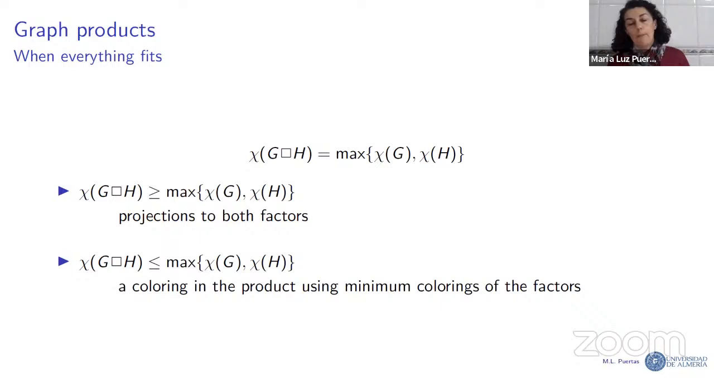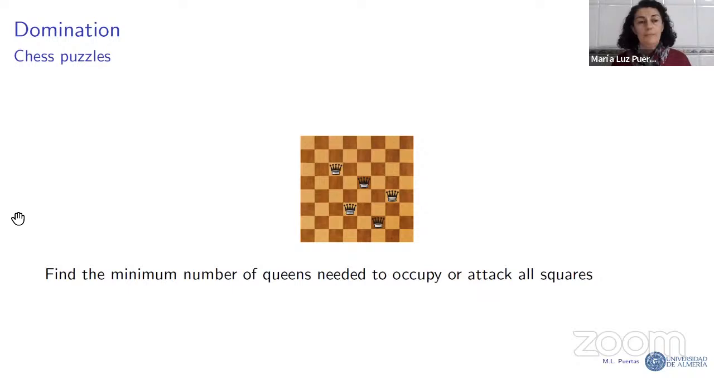So it's a nice example of how the Cartesian product is a structure that shares good properties with the factors, in this example with the coloring. However, this is not always the case. So let's talk about domination.